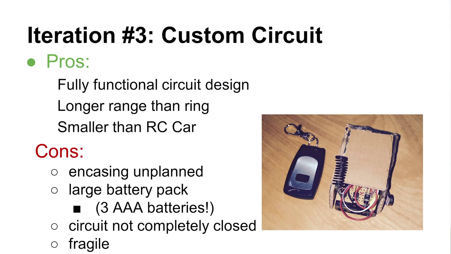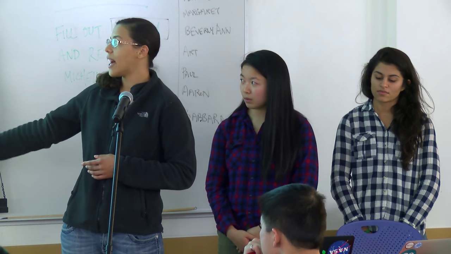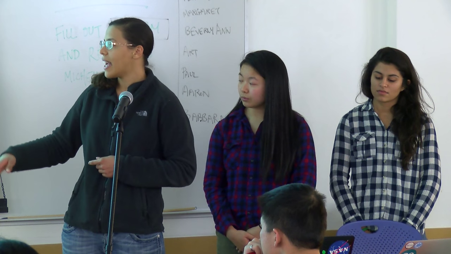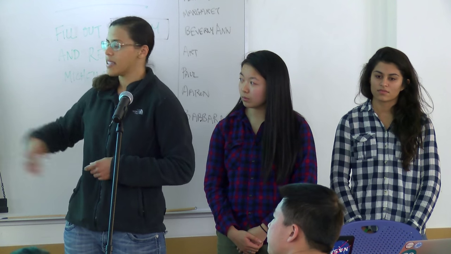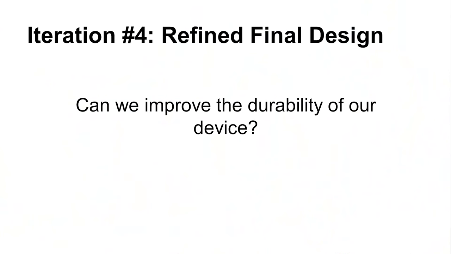So the pros of it was our fully functional circuit design. It had longer range than the ring, and it was much smaller than our RC car. The con was we really didn't spend time thinking about the enclosure. This one also had a very large battery pack, and again, the circuit wasn't completely closed, so it was a little bit fragile. So after this, we said, how can we improve this? How can we make it more durable?